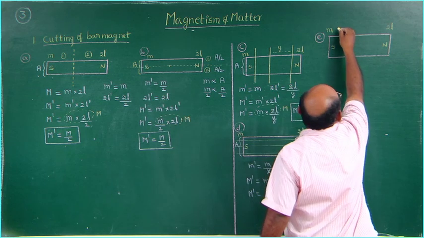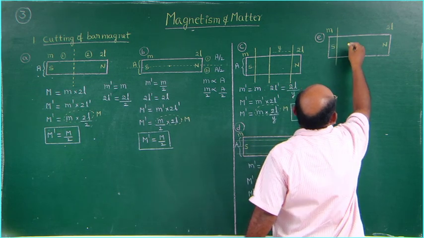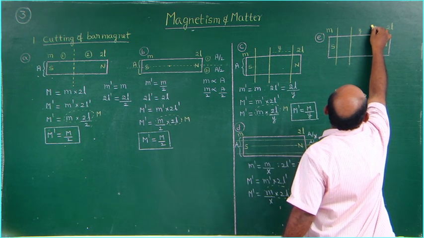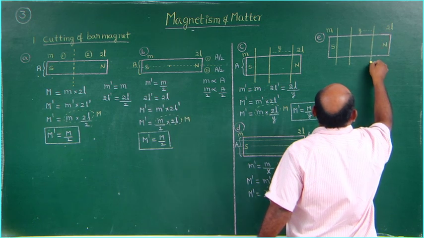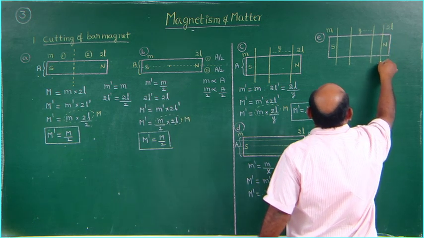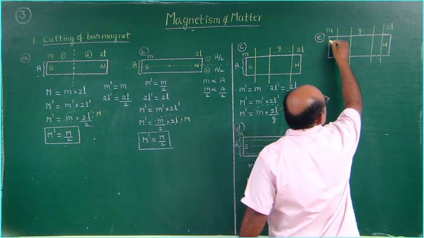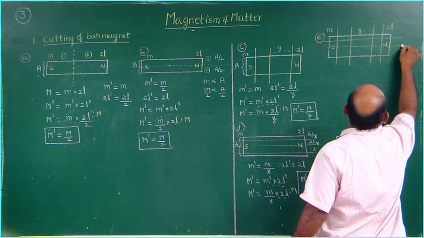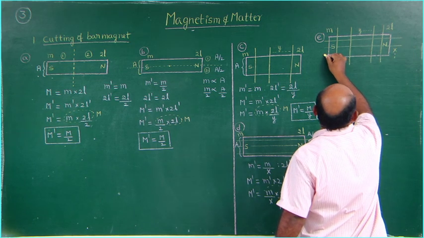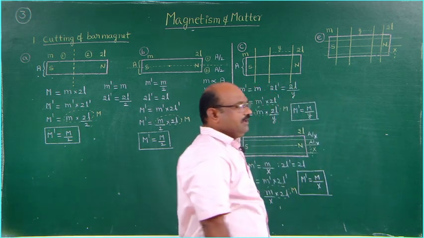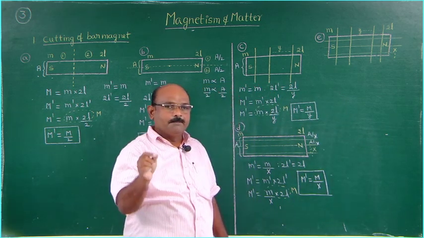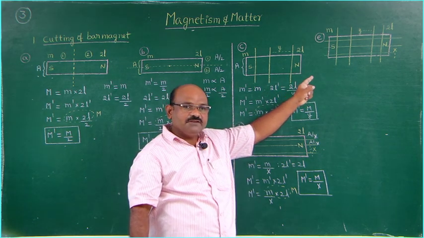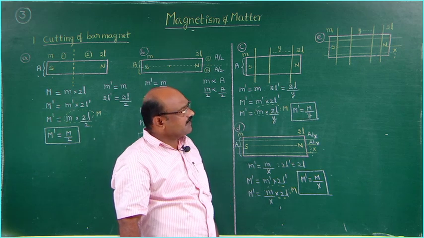Suppose it is made y pieces along the y direction, and again it is made x pieces along the x direction. That means the bar magnet of pole strength m, magnetic length 2l, is made y pieces along the y direction and x pieces along the x direction, both x cutting and y cutting.